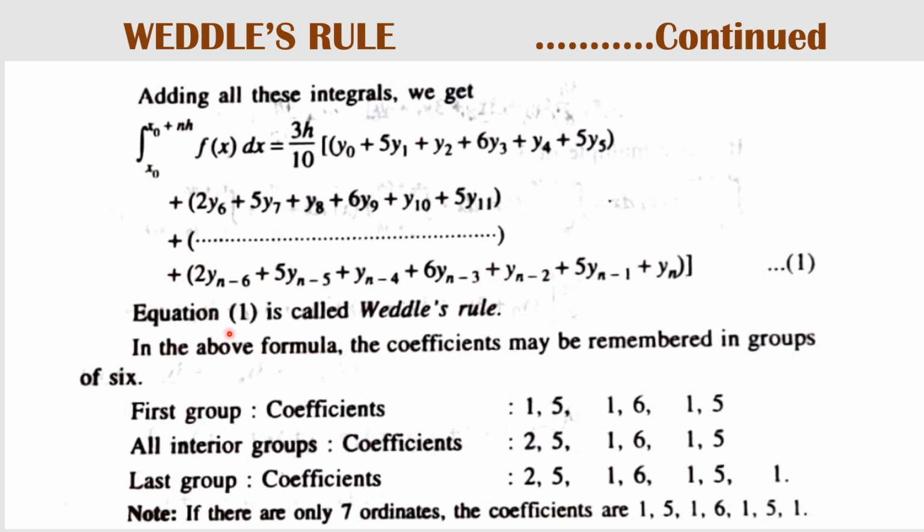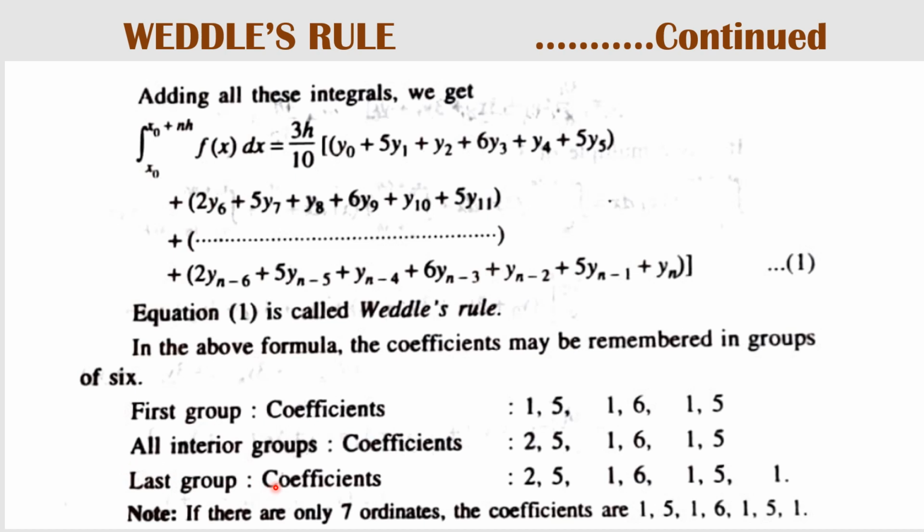So now we can have a short grouping of these coefficients to remember in an easier way. First group coefficients 1, 5, 1, 6, 1, 5. That is, here it is. These are called the first group coefficients. The coefficient of y0 is 1. The coefficient of y1 is 5. For the third and fourth term, the coefficient is 1. Here it is 6. So 1, 6. Here it is again 1, 5. So we are considering only the coefficients here.